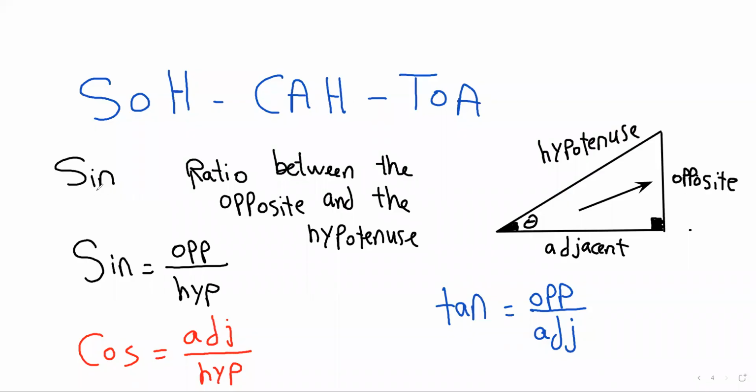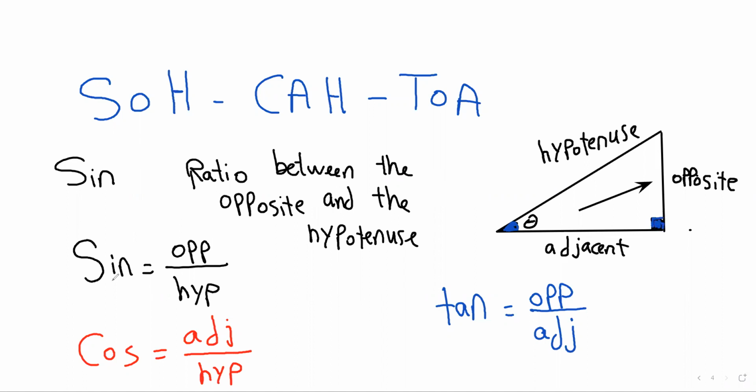What is the meaning of sine? Sine is the ratio between the opposite and the hypotenuse. If we are talking about a specific angle, like this angle theta, what is the meaning of sine theta? Sine theta means the ratio between the opposite and the hypotenuse in the right angled triangle.